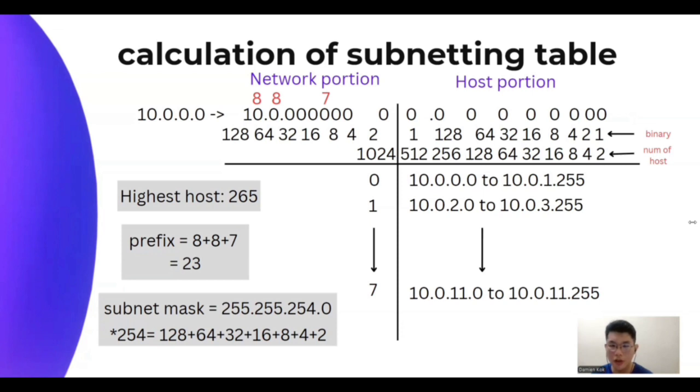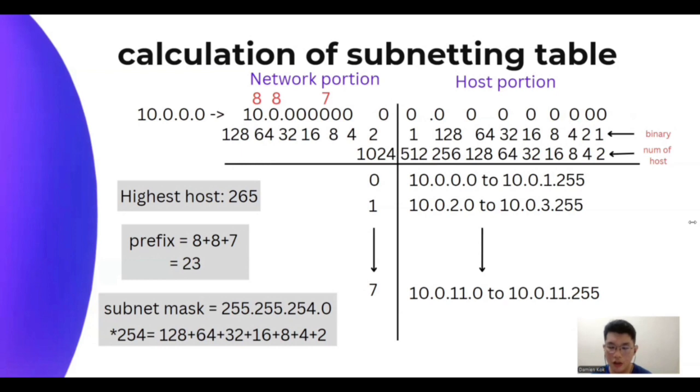So after that, we have to find the range of the IP address. So in our assignment, there are 7 departments. So we have to calculate 7 ranges. So starting off, we use 10.0.0.0 to 10.0.1.255.